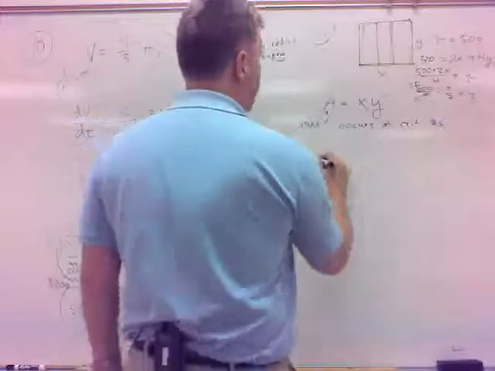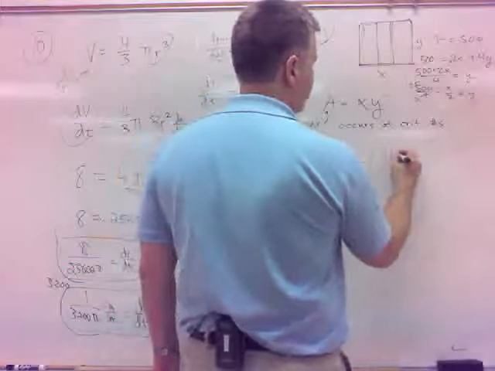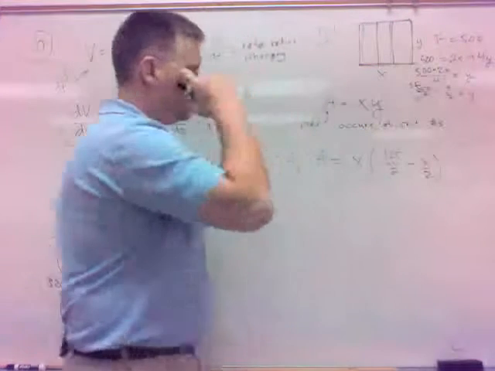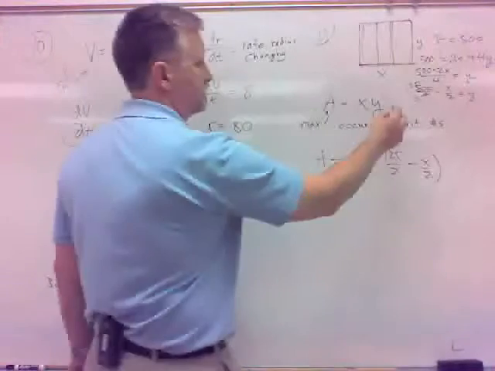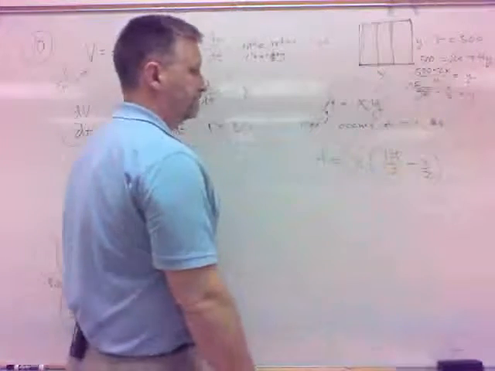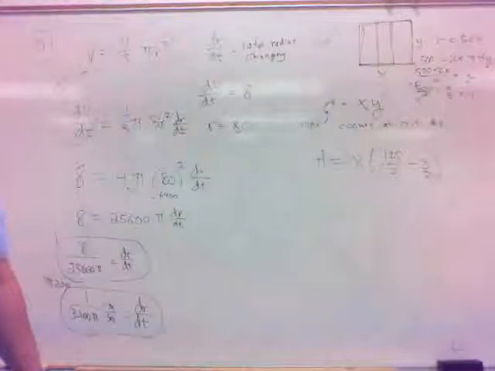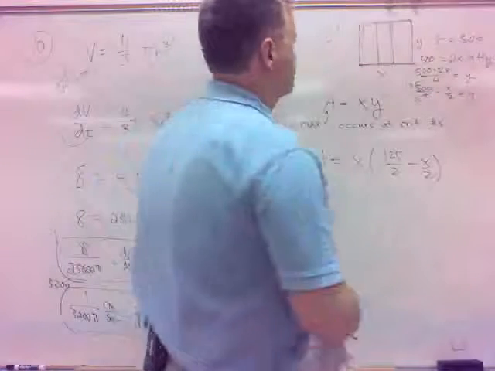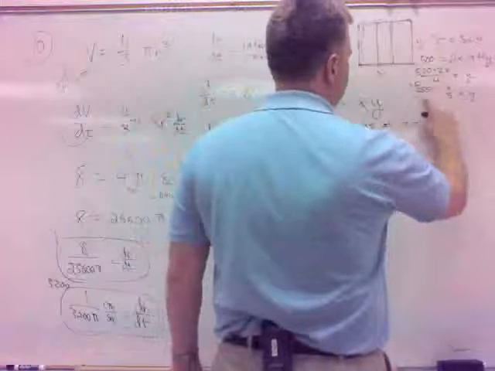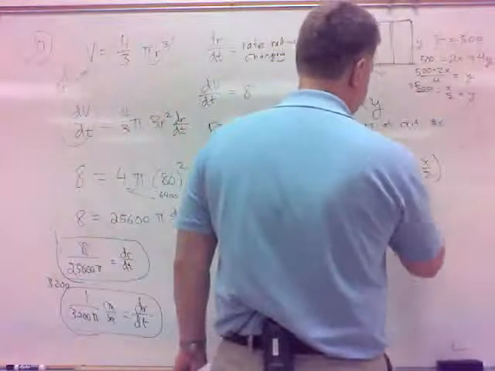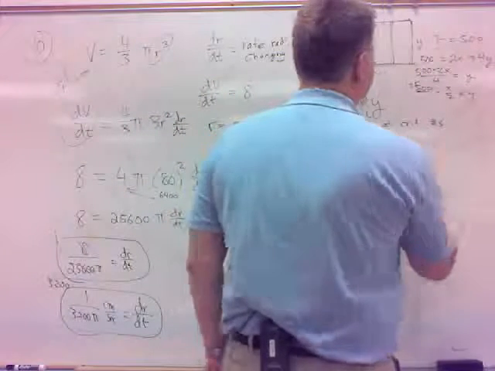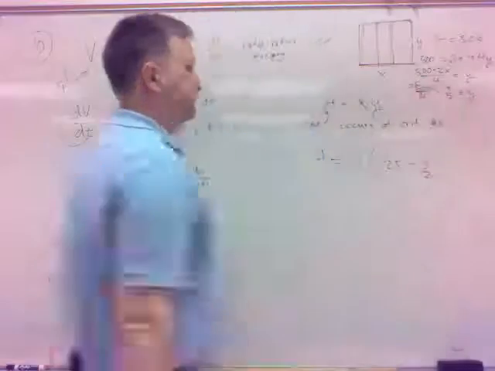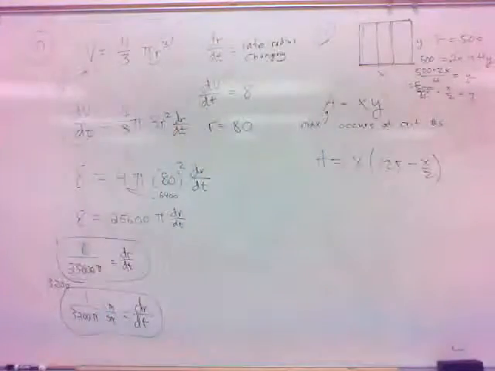All right, so A equals x times 125 over 2 minus x over 2. I'll now replace my y by this y equals equation. Question? No, it's just 125. Yeah. Just x over 2. There's only one fraction. Okay, thank you. Just checking.